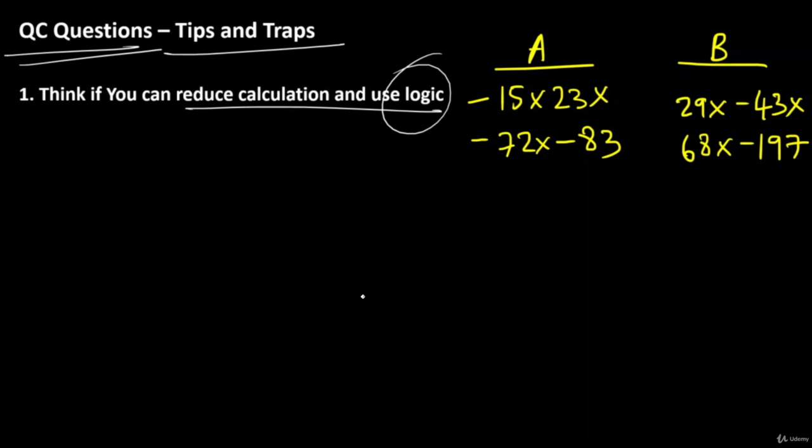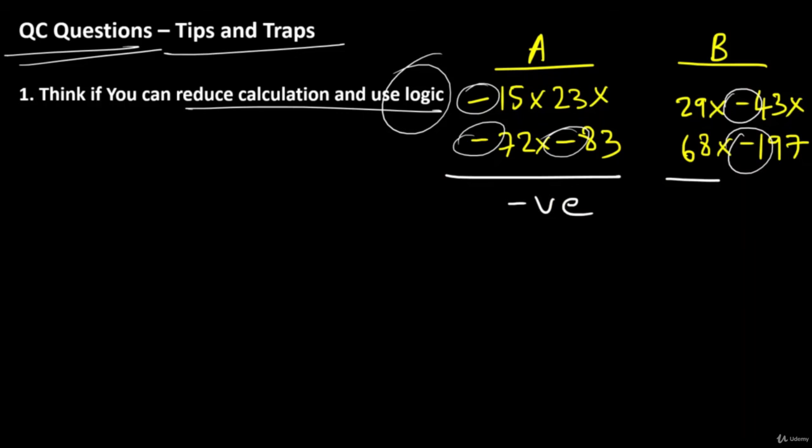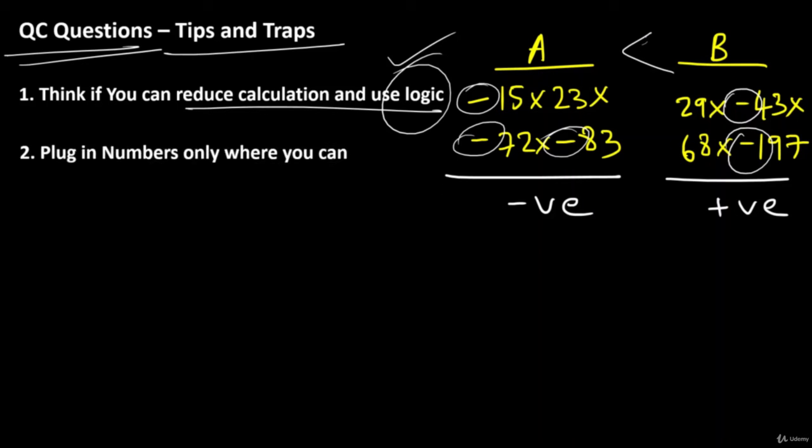Try to use logic. You can see that quantity A has 1, 2, 3, three negative signs. Therefore, quantity A will be negative and quantity B has only two negative signs. Therefore, quantity B will be positive, right? Therefore, using logic, even without doing any calculation, you can establish that quantity B is greater than quantity A. All right. Now, the second thing that I want to remind you is plug in numbers only where you can, right? We have seen scenarios where you cannot plug in numbers.